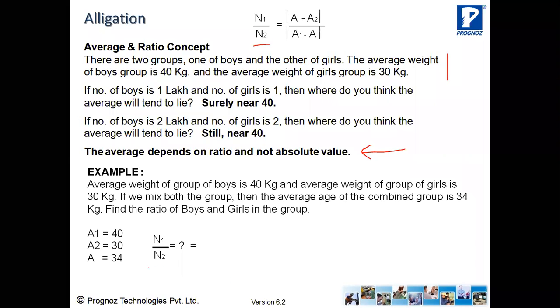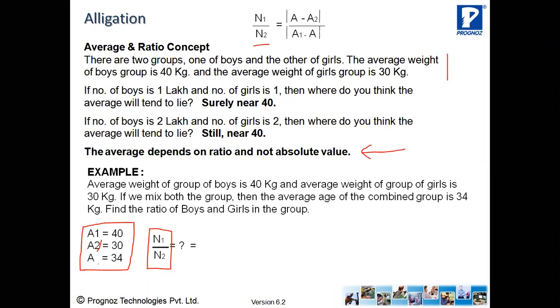This is what I have to find, this N1 by N2 ratio. And I know N1 by N2 is given by modulus of (A minus A2) by (A1 minus A). And in this problem, A1 is equal to 40, A2 is equal to 30, and A is equal to 34. A1 is the average of boys, A2 is the average of girls, and 34 is the combined average. So A minus A2 will be 4, and N2 का क्या होगा? 6, that is A1 minus A.